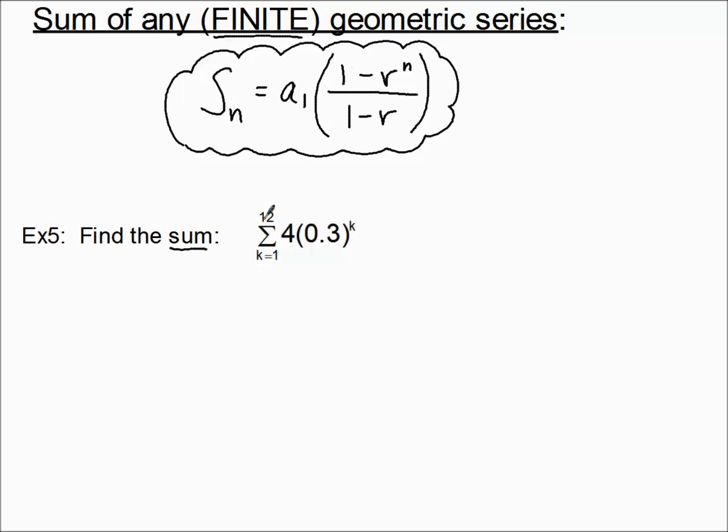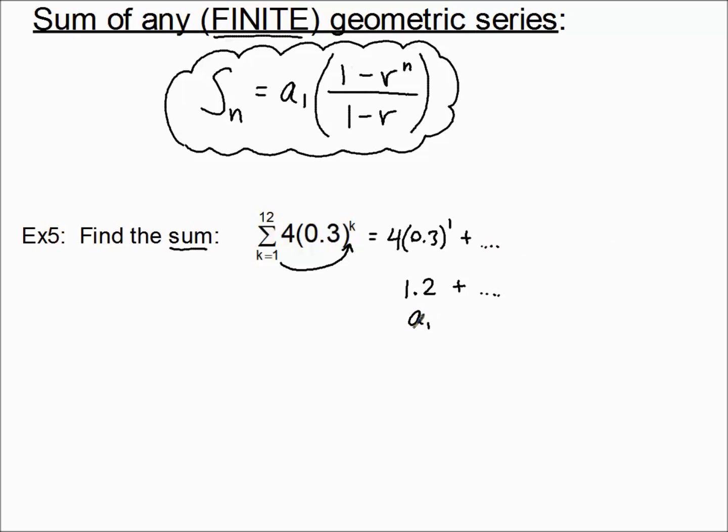We also need to know what the first term is, so we might as well plug in a 1 and see what happens. When I plug in a 1, I get 4 times 0.3 to the first power. I'm going to be adding multiple terms to that, but I don't really care what these other terms are. I really just need the first term to use this formula. And this would be 4 times 0.3, which is 1.2. Again, there's multiple terms out here, but I don't need to find them. So I've got a sub 1.